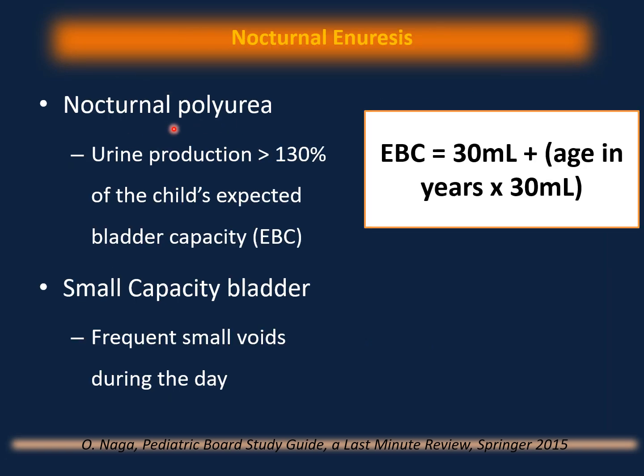Nocturnal polyuria means excessive urination at night, if the urine production at night is more than 130% of the child's expected bladder capacity. How can you calculate the EBC? The EBC equals 30 ml plus age in years times 30 ml. This will give you that. So if it's more than 130%, this will give you the diagnosis of nocturnal polyuria. Small bladder capacity, also the same calculation, frequent small voids during the day and of course at night.